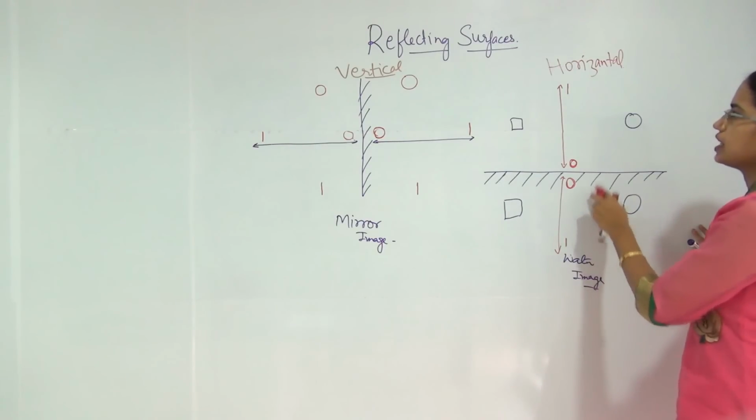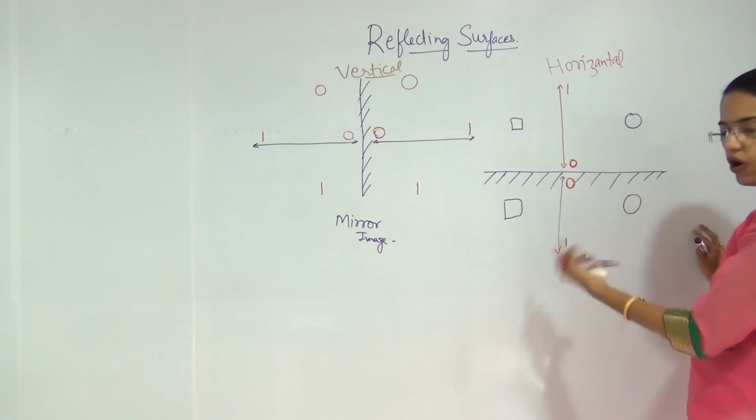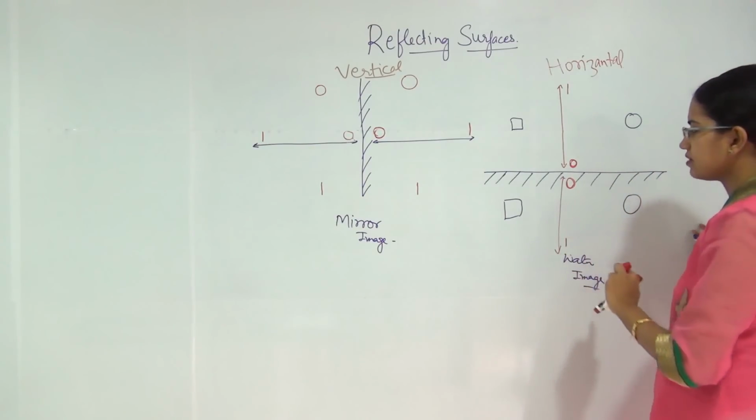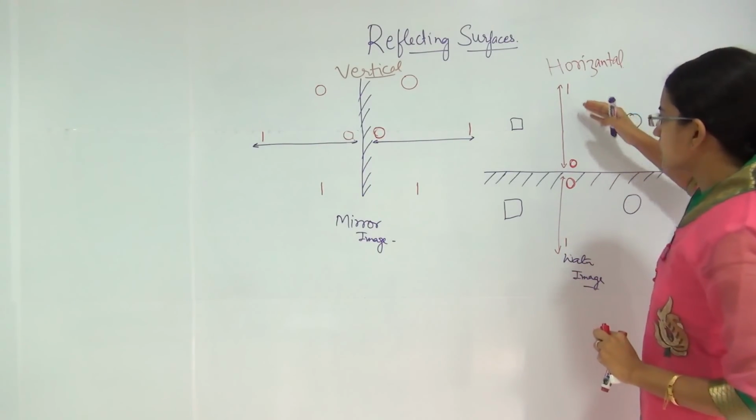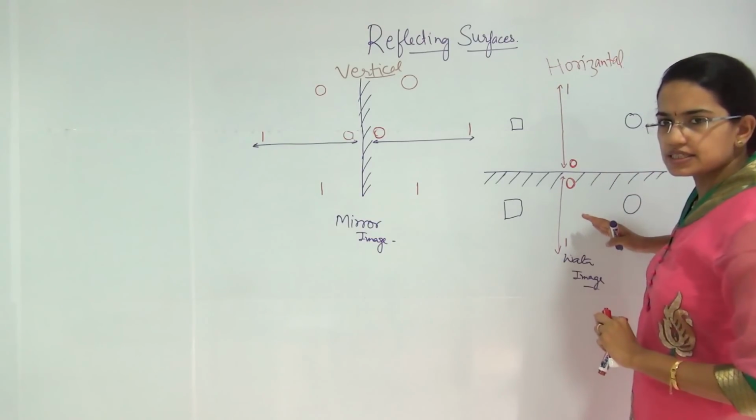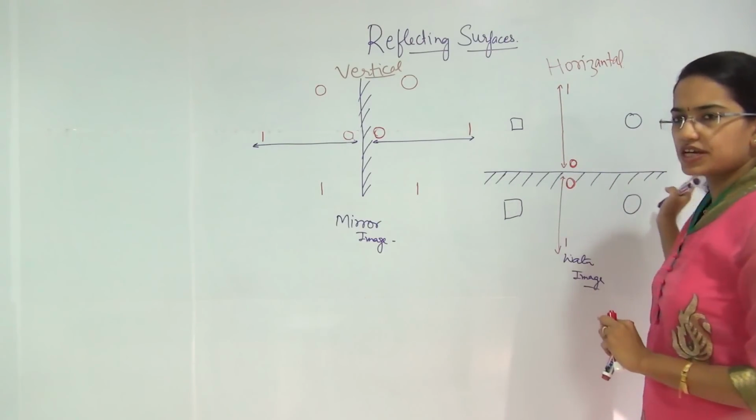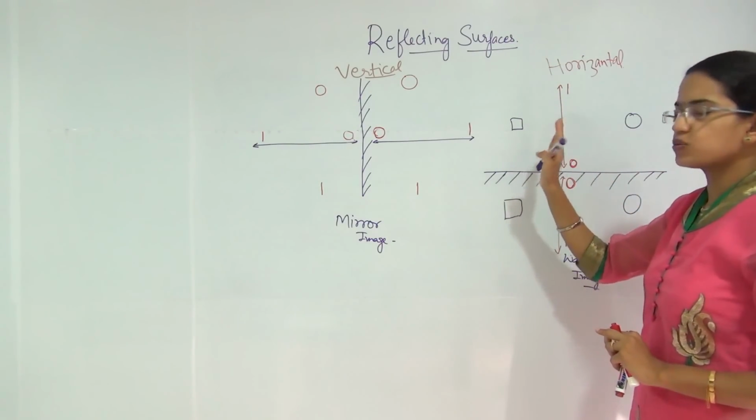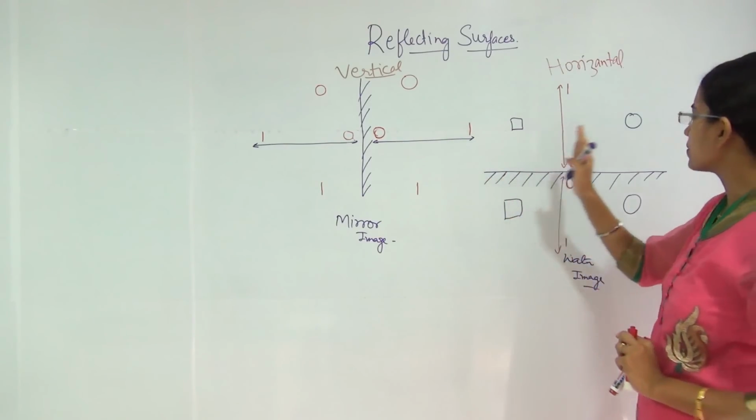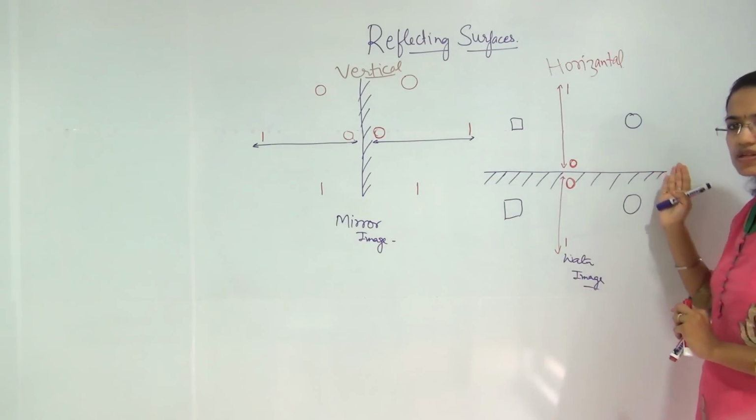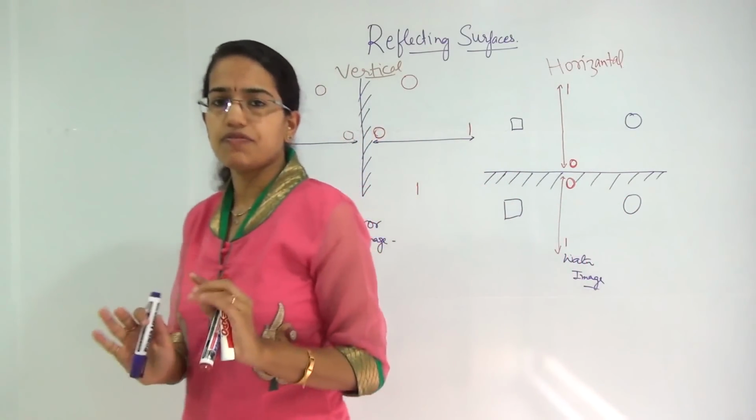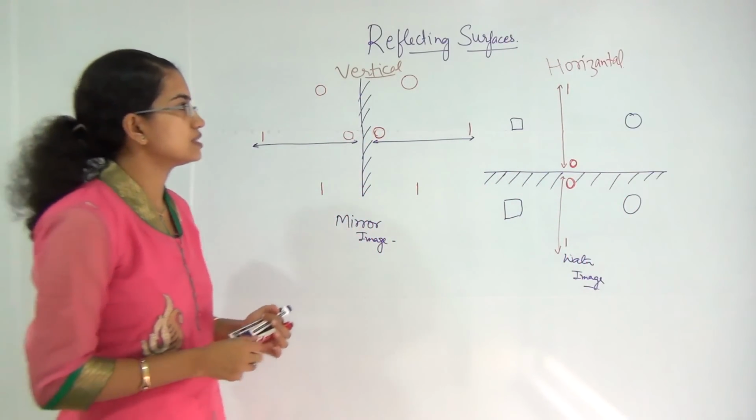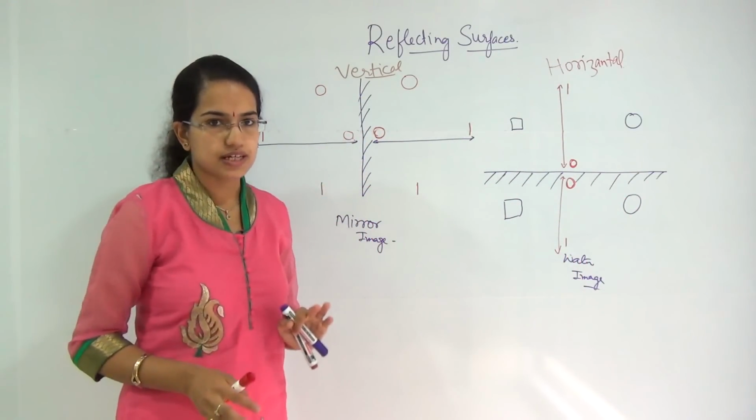So I can say in a water image or in a horizontal reflecting plane, the things are changing along the top-bottom axis, not along the left-right axis. The things that are towards the left would remain towards the left. The things that are towards the right would remain towards the right. So this is a very fundamental concept that we need to understand while we talk about reflecting surfaces.